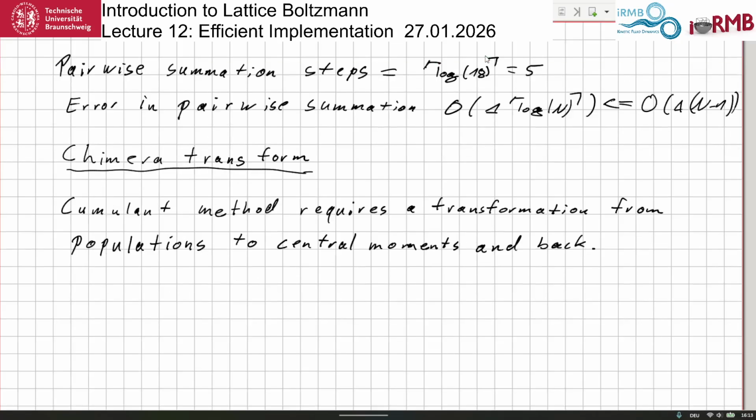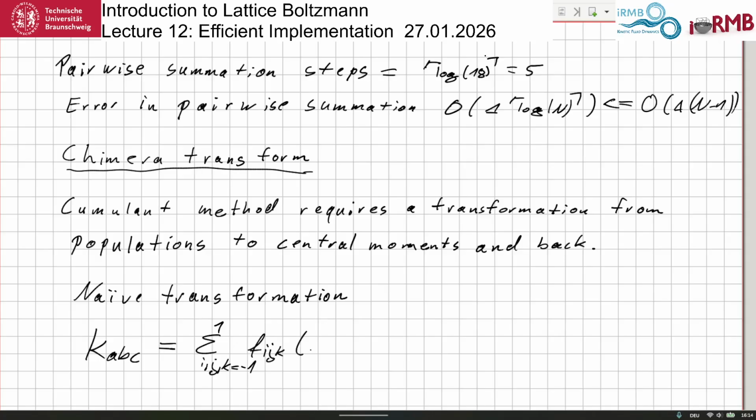So let's remind ourselves what is the naive way of doing this. Naive transformation. So we call these central moments, we write them with K. K_abc is equal to the sum over i, j, k from -1 to 1, f_ijk, then with i minus u to the a, j minus v to the b, and k minus w to the c.